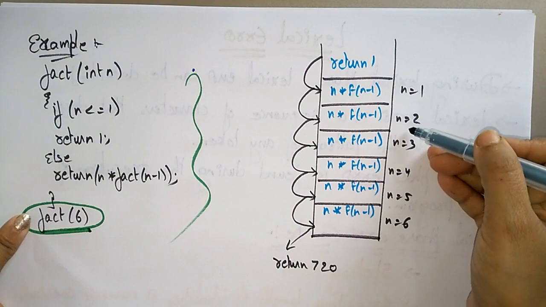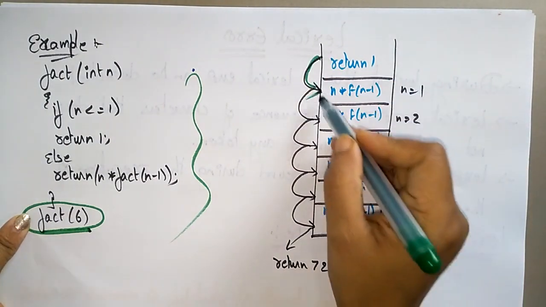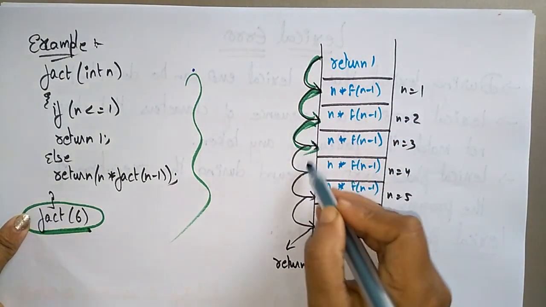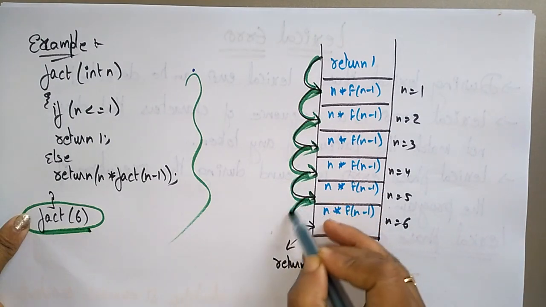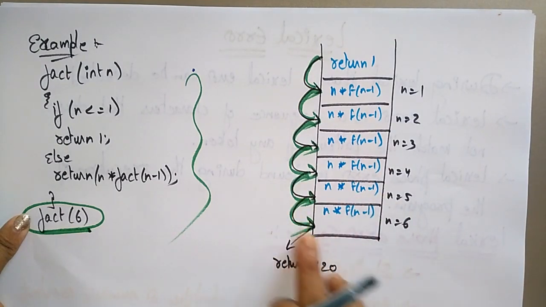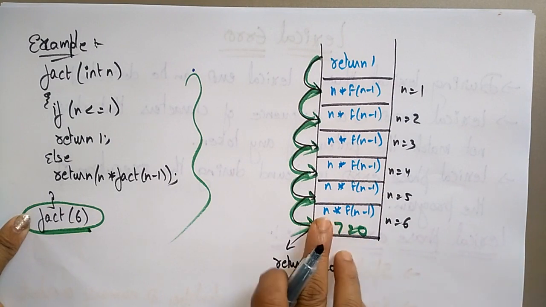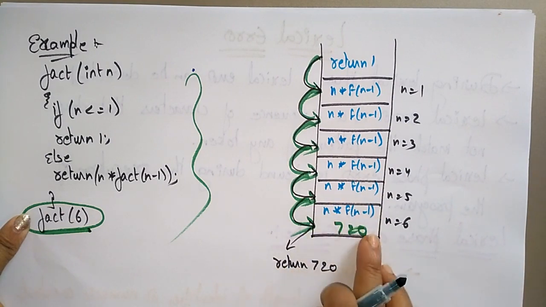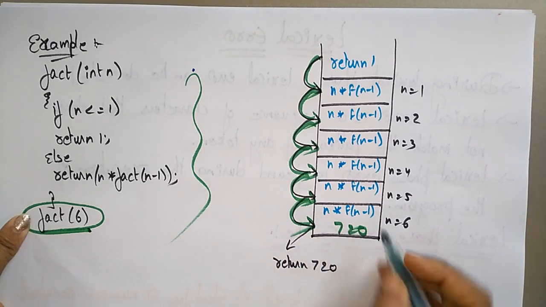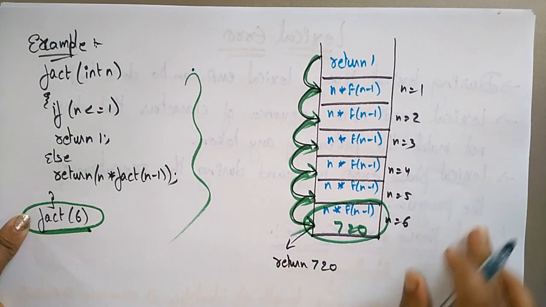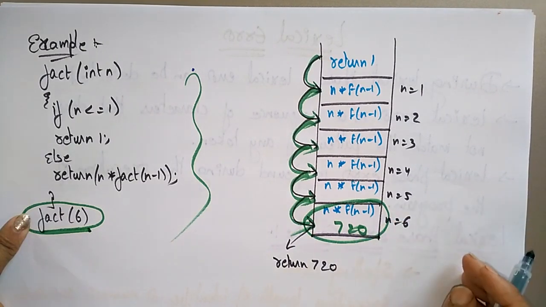N is equal to 1, n is equal to 2. First it will be popped, next it will be popped, next this one is popped, like this. The top of the stack will be popped. The last element is holding the value 720. When n is equal to 6, the factorial of n is 6 into factorial of 5, which is 720. So this value will be popped and this will be the result.